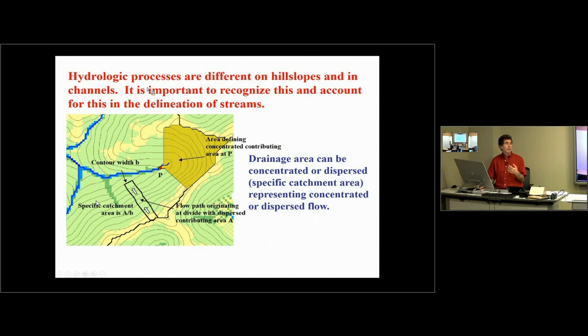And you hear about things like specific catchment area, log A over tan beta, which is one of the parameters, the wetness index that's used in TOPMODEL and various other watershed models. So there's a difference between sort of smooth flow over hill slopes, or what I refer to as dispersed flow, and concentrated flow in a stream.